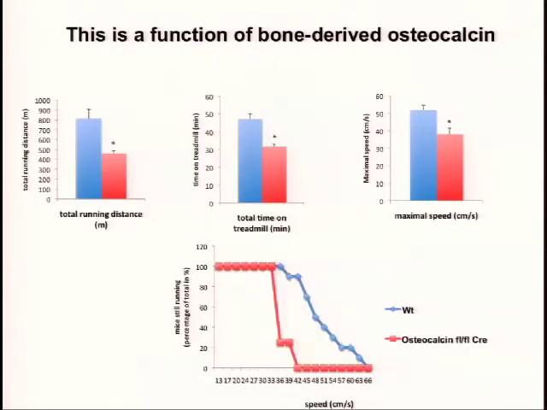This is a function of bone-derived osteocalcin, and we did an osteoblast-specific knockout of osteocalcin to be absolutely sure that there was no cryptic expression of osteocalcin in muscle that could explain this phenotype. And when we do an osteoblast-specific knockout of osteocalcin, what we see is that the distance run is now decreased 50%. The total time on treadmill is also decreased more than 30%. And the curve is even more shifted to the left. These mice really cannot perform, cannot walk, cannot run.